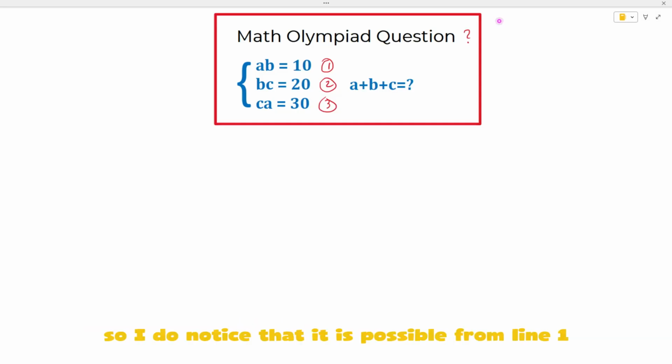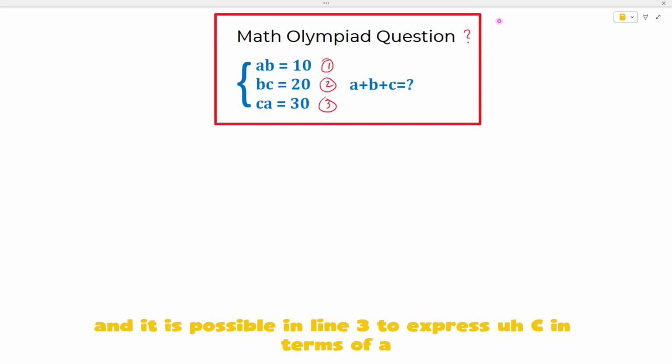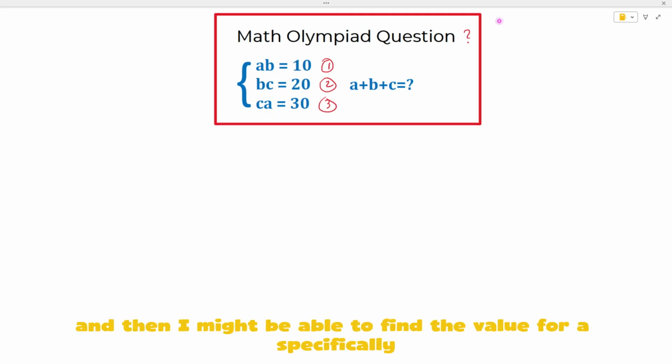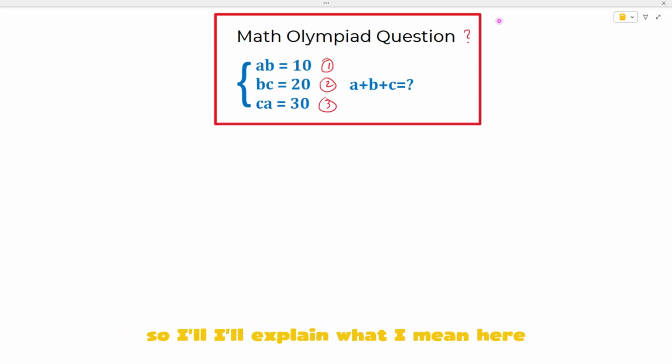So I do notice that it is possible from line 1 to express B in terms of A if I was to move the A to the other side. And it is possible in line 3 to express C in terms of A. So perhaps I should be doing that, and then I might be able to find the value for A specifically. So I'll explain what I mean here.